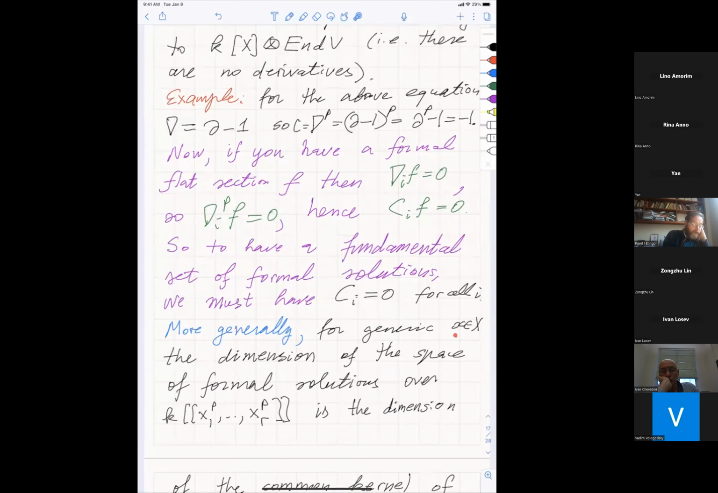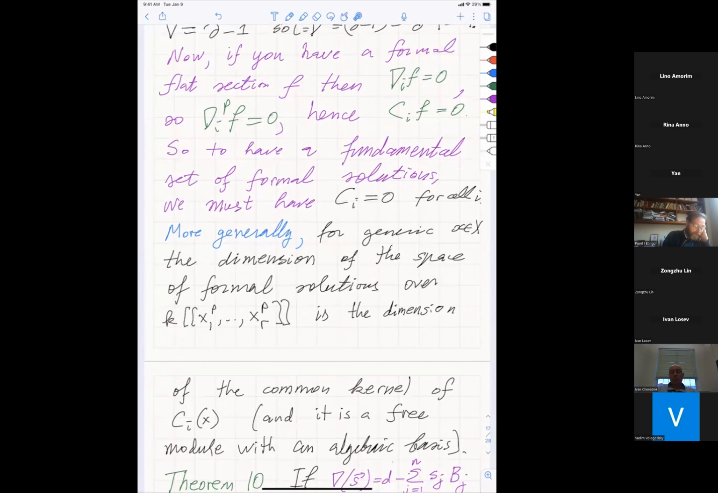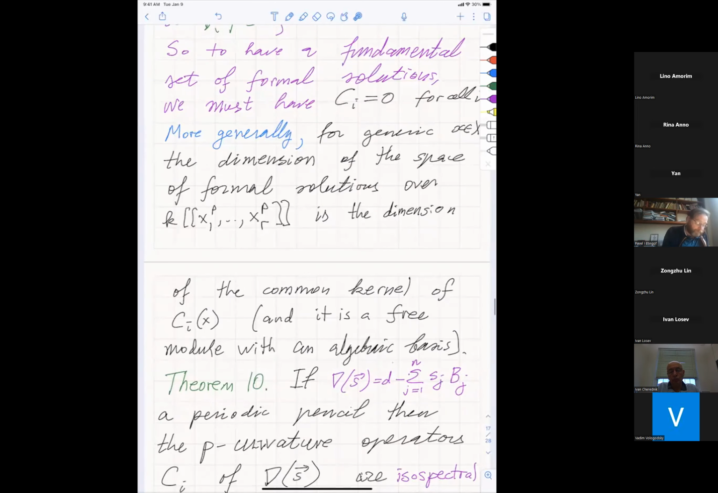So for generic X, the dimension of the space of formal solutions, which will actually be a module over the ring of quasi-constants, which are formal series in x_i to the p, is the dimension of the common kernel of this operator C_i(x) at the point x in X. And so this is a free module, and it has a basis of algebraic functions.